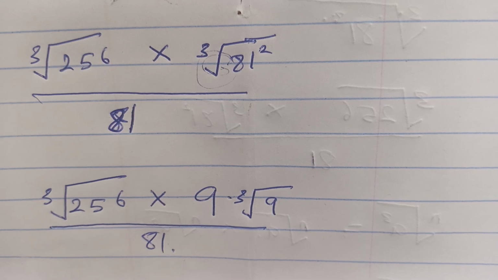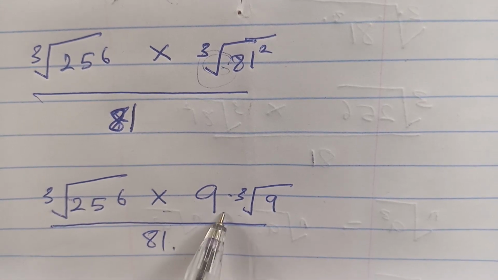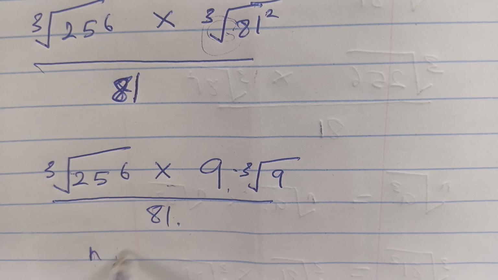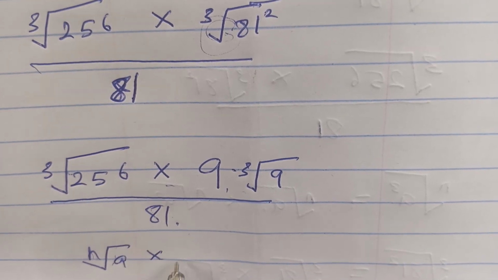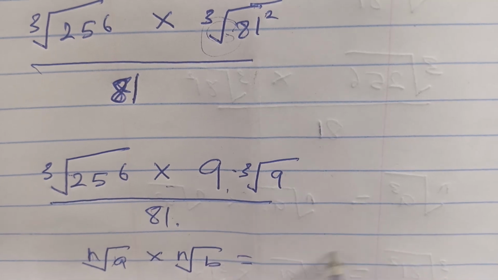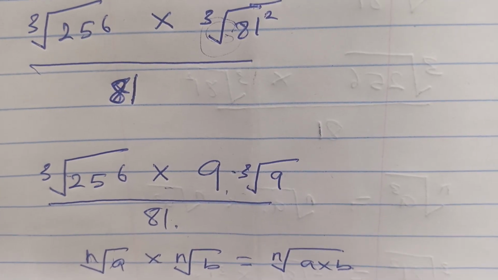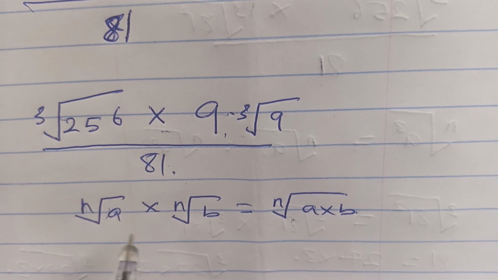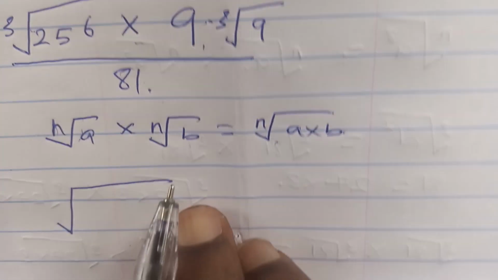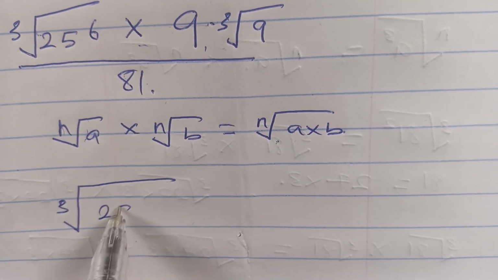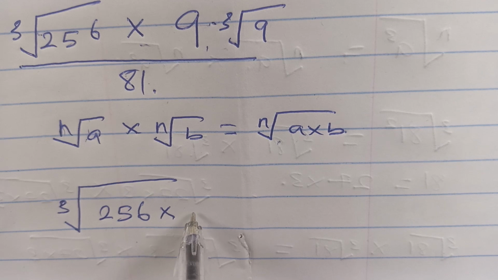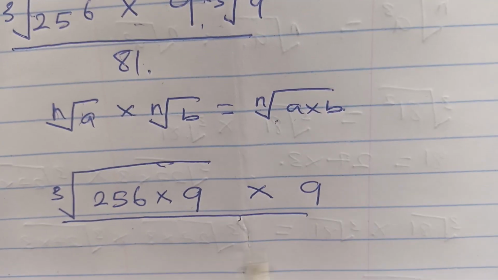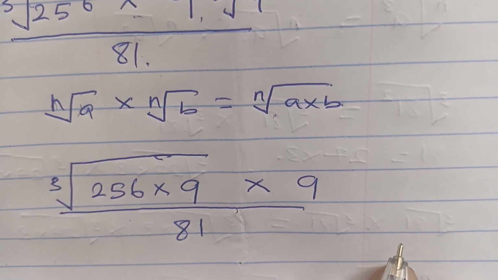From this numerator, we are going to apply a rule which says the nth root of A times the nth root of B is equal to the nth root of A times B. If we apply this rule at the numerator, we have the cube root of 256 times 9 times 9, over 81. So this is what we are now having.